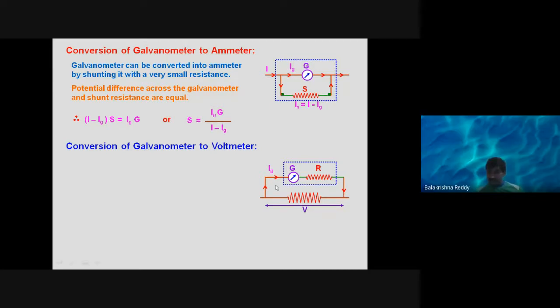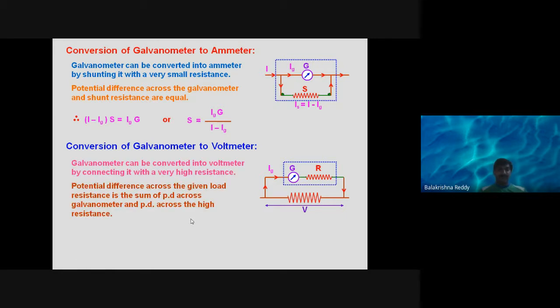See, whatever the blue dotted lines you are seeing, this total is the voltmeter. A voltmeter is always connected in parallel. Look here, this is the external circuit, and we connected the voltmeter in parallel to this external circuit. Since extra resistance is connected to the galvanometer, the galvanometer resistance has increased, and then it behaves as a voltmeter. Since it offers high resistance, obviously less current flows.